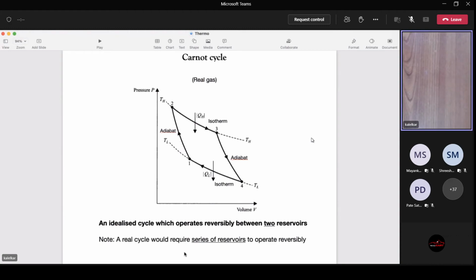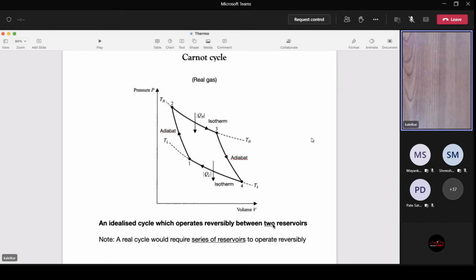Why is it? Because a real cycle would require a series of reservoirs to operate reversibly, not just two reservoirs. We know that, right? I just said that if you really want to say that the temperature of this copper rod has increased from 4 degrees to 5 degrees, it does not mean that I will put the rod in contact with a higher temperature reservoir at 5 degrees, and the temperature will increase instantly or in one step from 4 degrees to 5 degrees. That's not what you will do, because you want the process to be quasi-static.